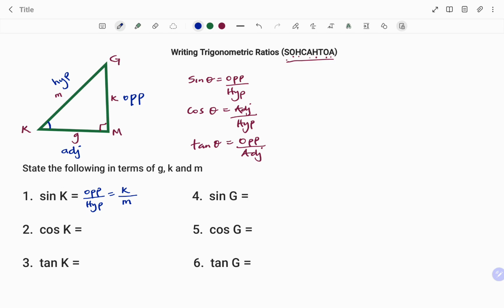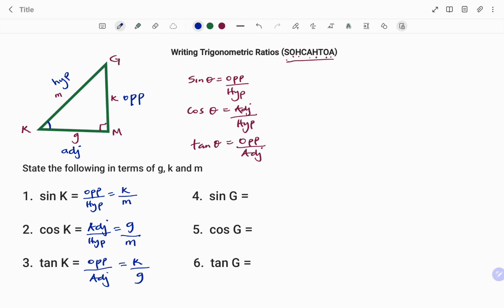Let's look at cos K. To write the trig ratio for cos K, we have cos being adjacent over hypotenuse. So our adjacent in this case is G, over the hypotenuse, which is M. For tan K, it is opposite over adjacent. Opposite in this case is K over adjacent, which is G. Once you're done tagging your triangle, it makes it easier to write the trig ratios.